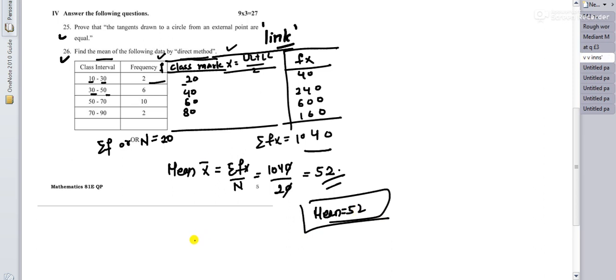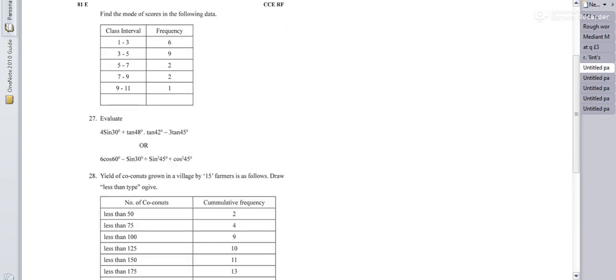Now moving to the OR question. Yes, so this is your OR question. Find the mode of the scores in the following data. So what is mode? The most repeated value, correct? Since they have given the class interval and frequency, you have to use the formula of mode. So let me write it.